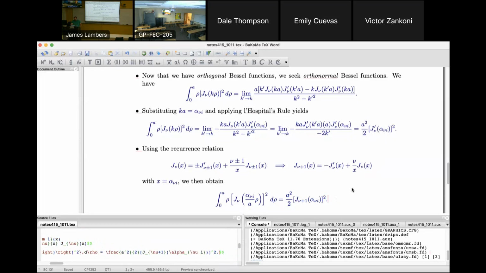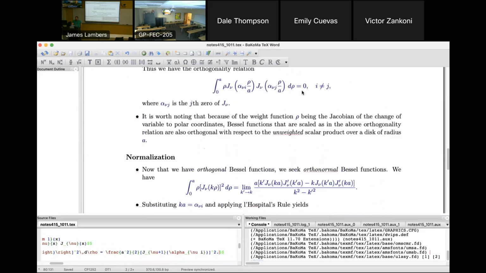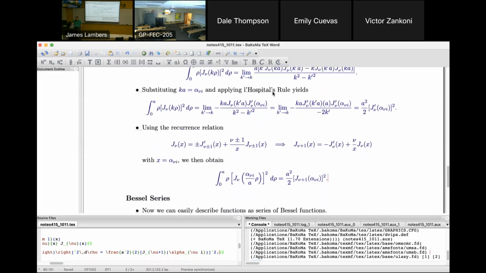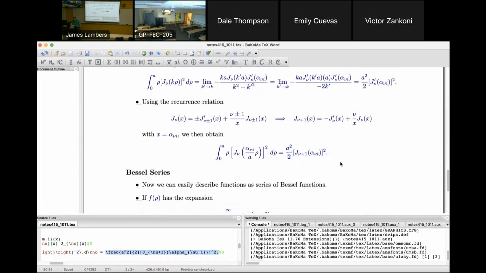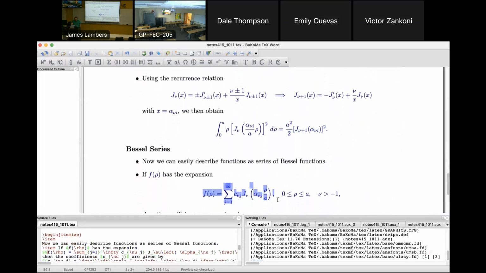Now what we can say is this integral is equal to 0 if i is not equal to j, and if i does equal j, it's this. Now, we're ready to work with expansions. This is what we came here for.